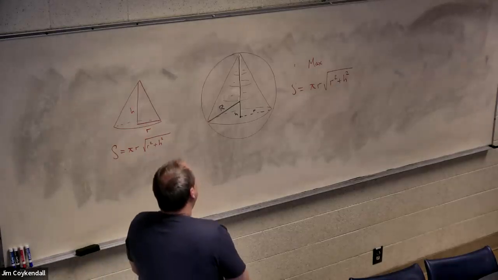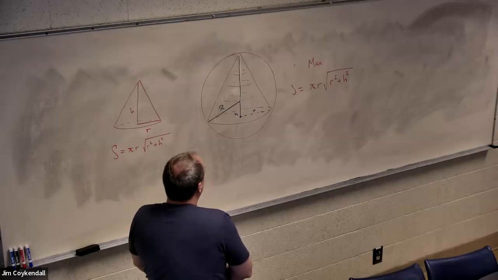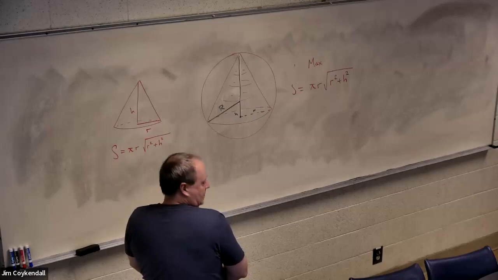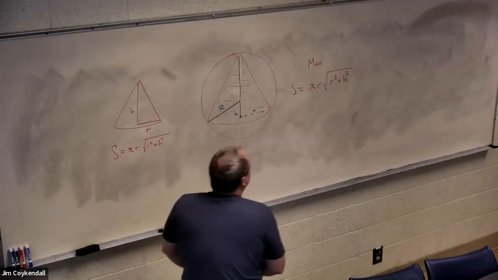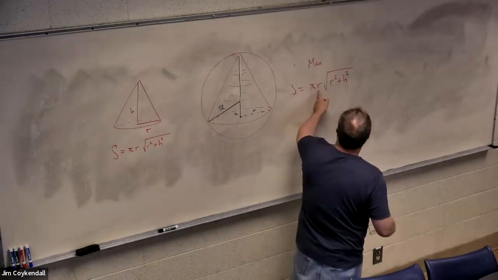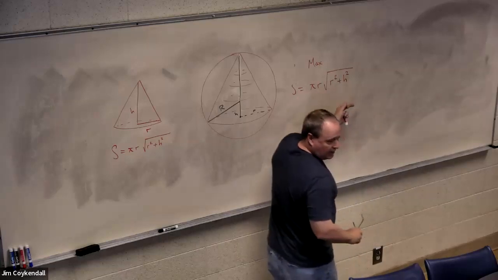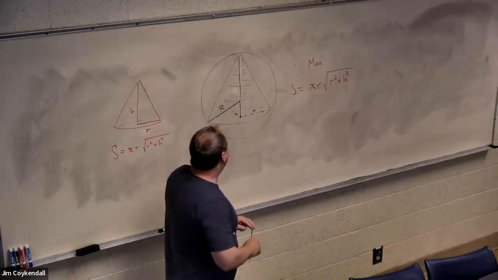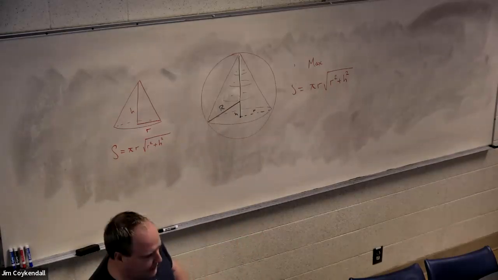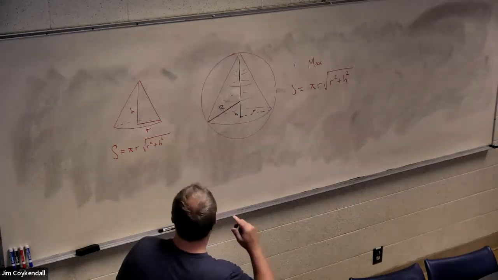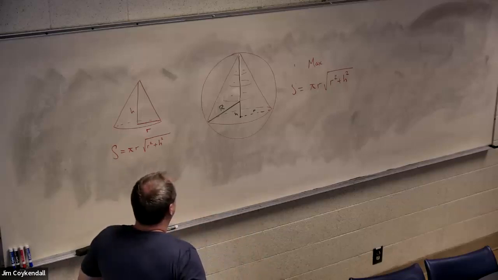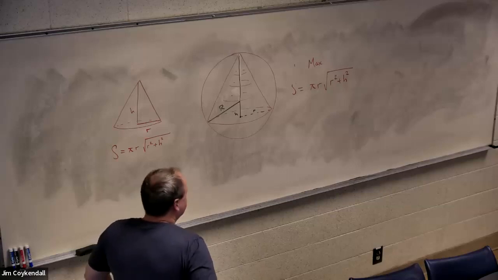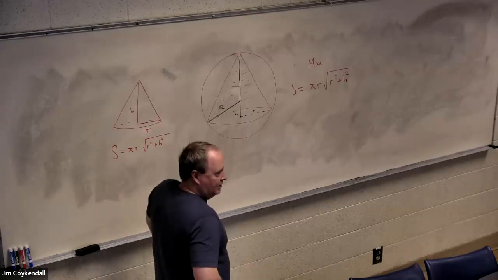Okay, so what do we need to do? Right, so what's our problem here? Our problem is we've got too many variables. We've got little r, we've got h. There's got to be something that relates them. Any ideas? Yeah, that's how we can relate little r and h.